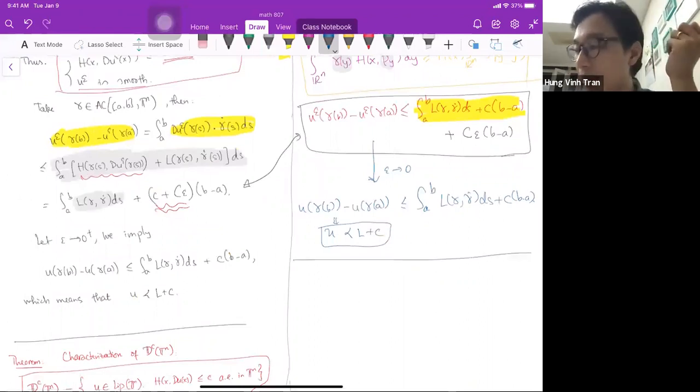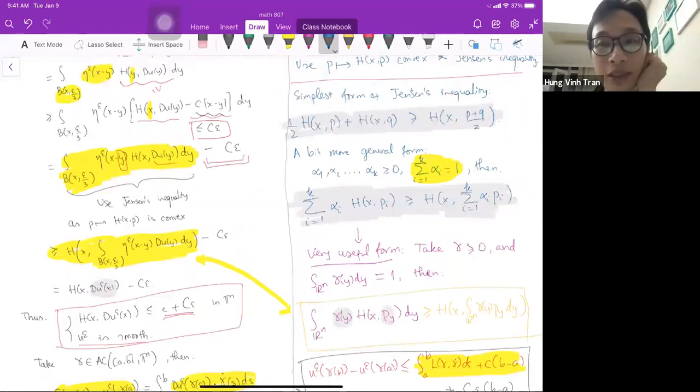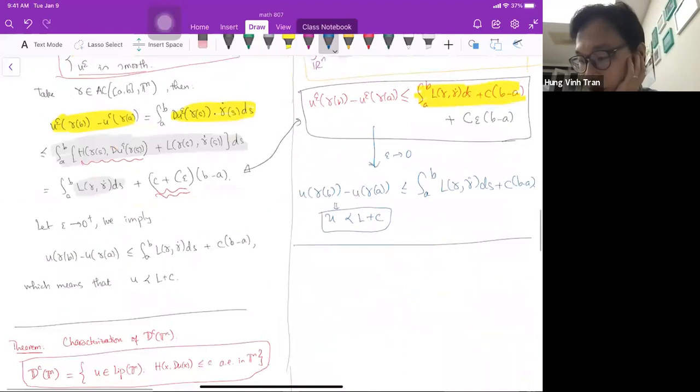You have seen that without convexity, without Jensen's inequality, it's really hard. It's not something doable, and actually it might go wrong. So let me make some remarks.